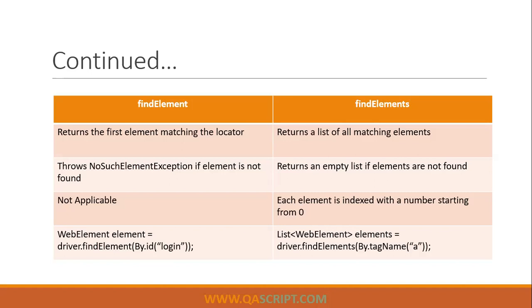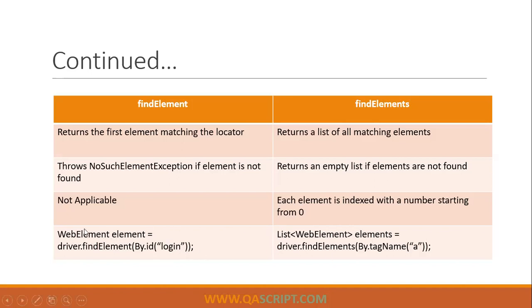The next difference is, since find elements returns a list, each element is indexed with a number starting from 0, right? Just like in the case of an array, it is the same here. It's a list containing all the elements, and then you can iterate within that list using this index. But obviously, because find element only returns a single element, it is not applicable in this method. Now these are the two syntaxes for find element and find elements.